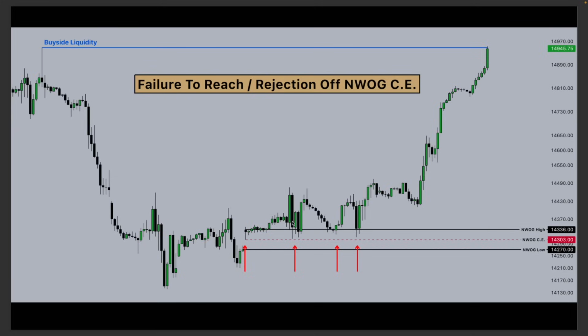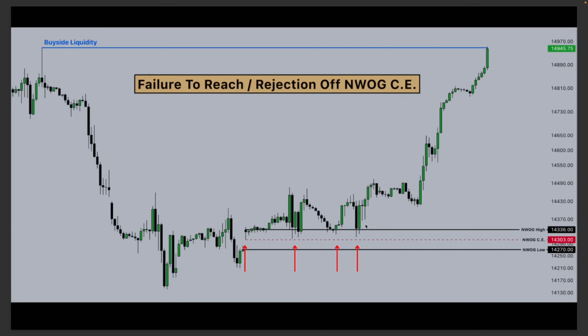Now, for all of these retracements back into new week opening gap, are any of them reaching consequent encroachment, which is this red dashed line? No. We come down, we fail to get there. We come down again, we fail to get there. We come down one more time, we fail to get there. Okay? That's the same thing as the inversion.